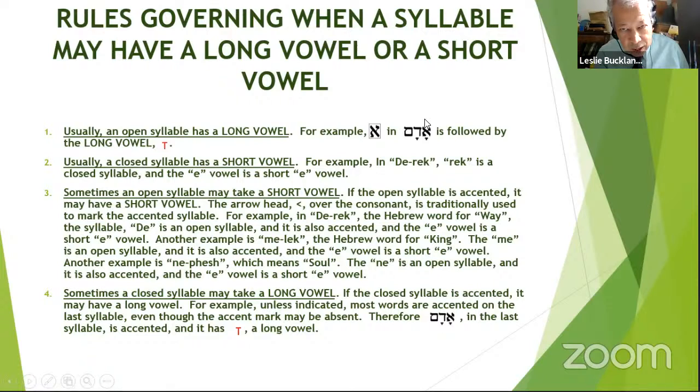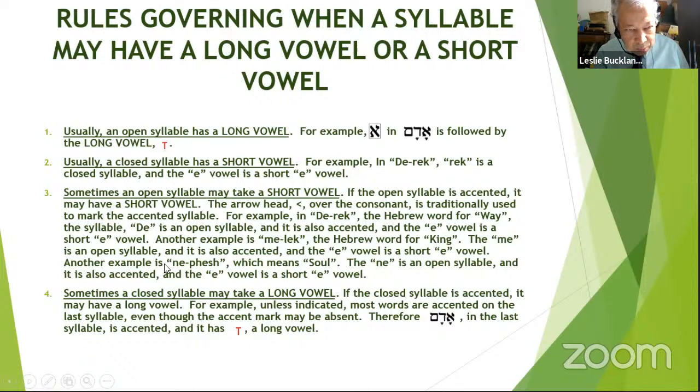There was really no accent over this syllable, so it would need, in this case, to follow the general rule of having a long vowel. But when an open syllable has an accent, like de in Derek or me in Melek, then the exception is you allow a short vowel to be put here. It is permitted. You're not breaking the rule.